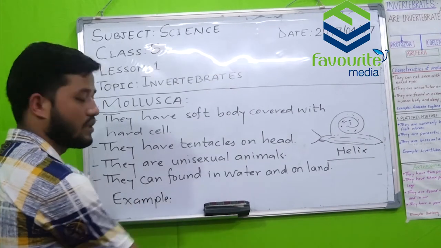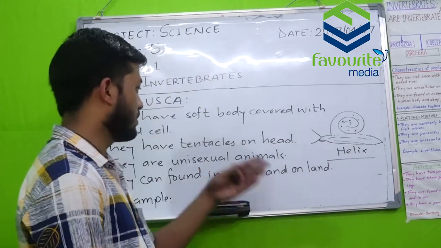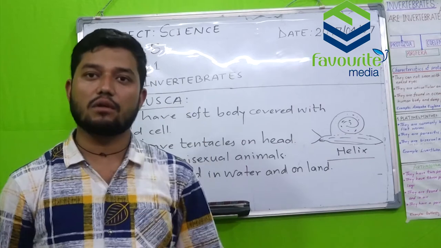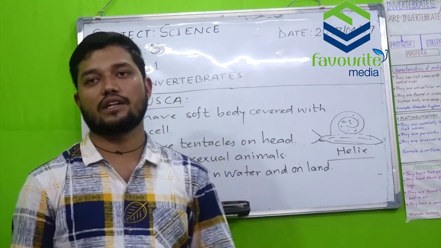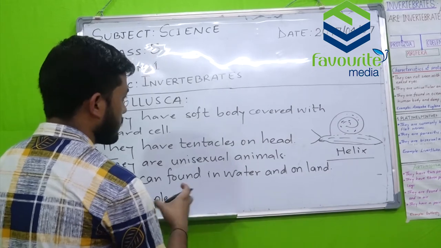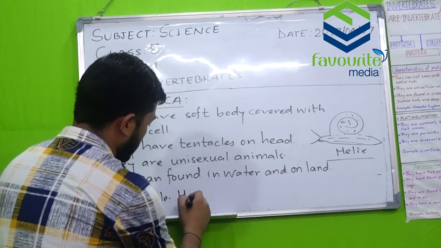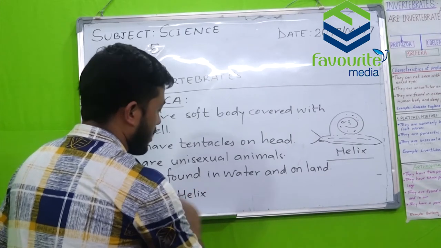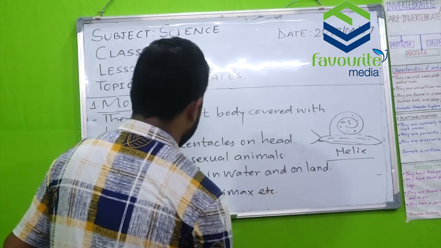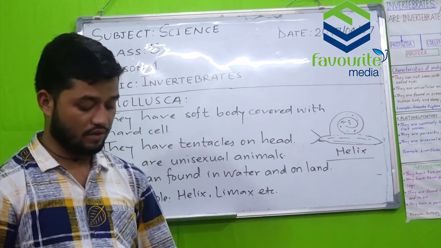And try to copy the examples also, because in the examination it can be asked, suppose, write the example of Arthropoda, right? Or an example of Mollusca, so it is necessary to write the examples also. And the next examples: one is butterfly, one is Helix, another Limax. These are extra. Helix and Limax are the examples of the group Mollusca.